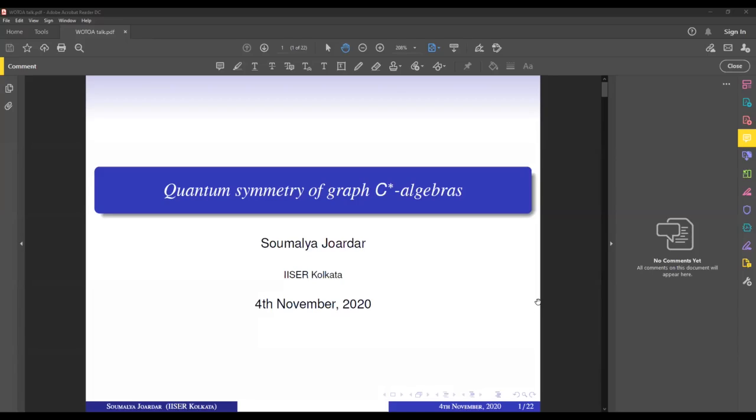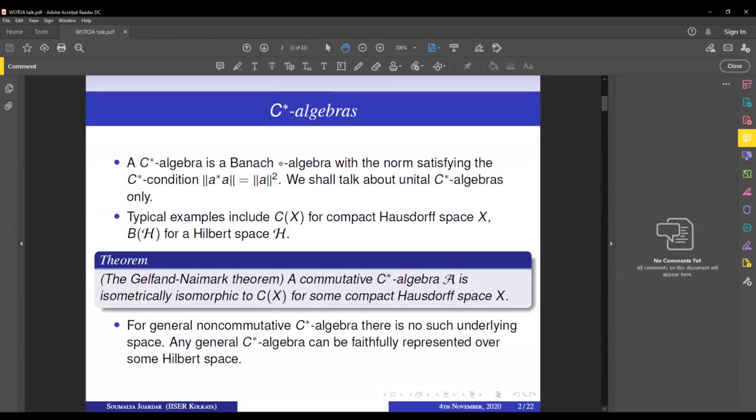Let's begin. So, what are C*-algebras? I think C*-algebras are fairly well known, particularly to this audience, but still, let us recall what a C*-algebra is. A C*-algebra is a Banach star algebra with the norm satisfying the C*-condition: the norm of A star A equals the norm of A squared.